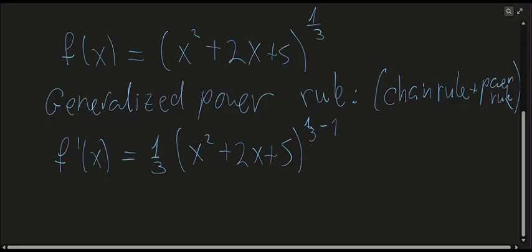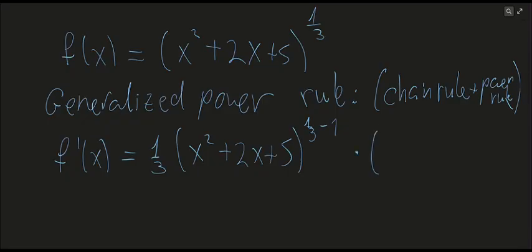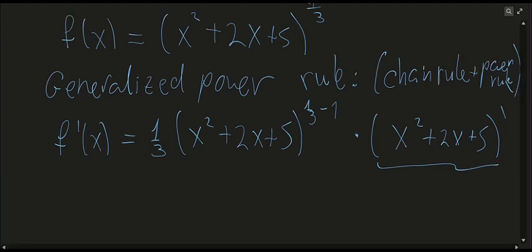And then you multiply by the derivative of the inner part. What's the derivative of the inner part? x squared plus 2x plus 5, prime. Literally, take the derivative of the outer part with the power rule and multiply by the derivative of what's inside the power, how we usually do it. The only thing left is to compute this little guy.